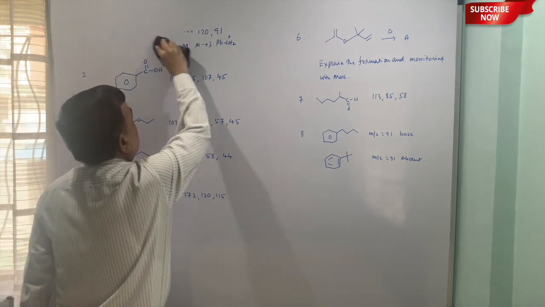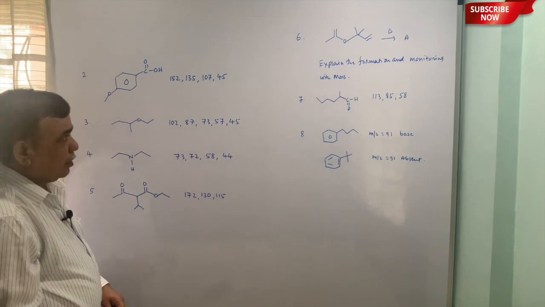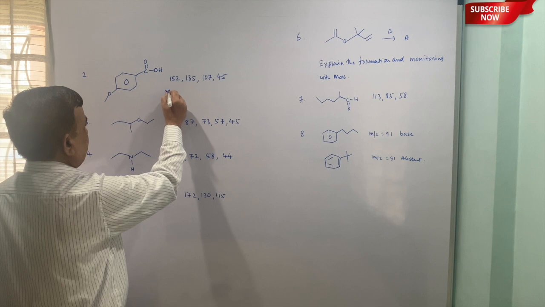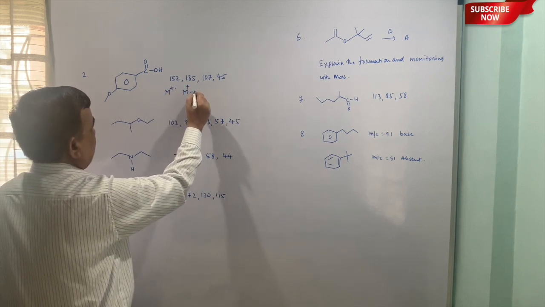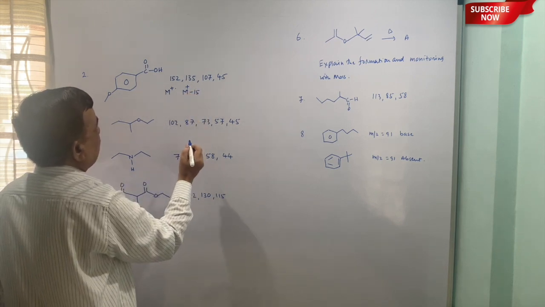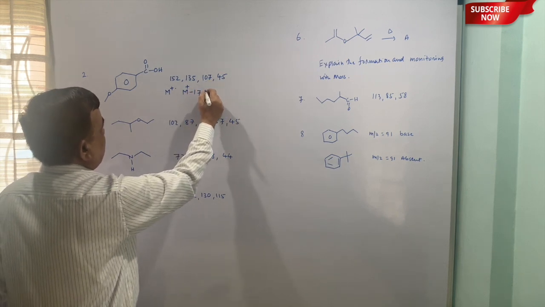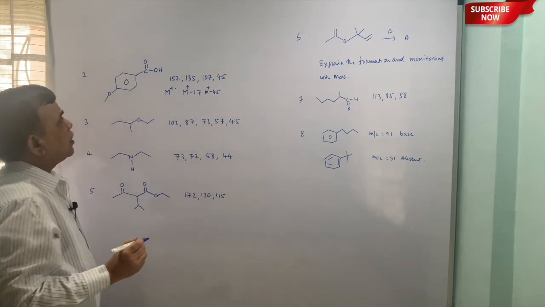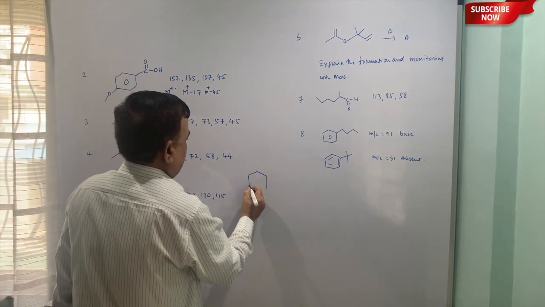Now the second example, this 4-methoxy benzoic acid. 152 is this radical cation. This is M plus minus 15 or minus 17 rather. This is M plus minus 45. So these are complementing peaks. So 152 is M plus.